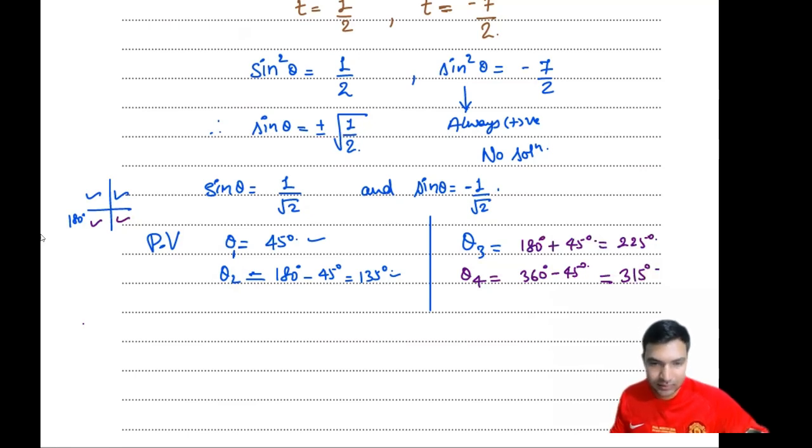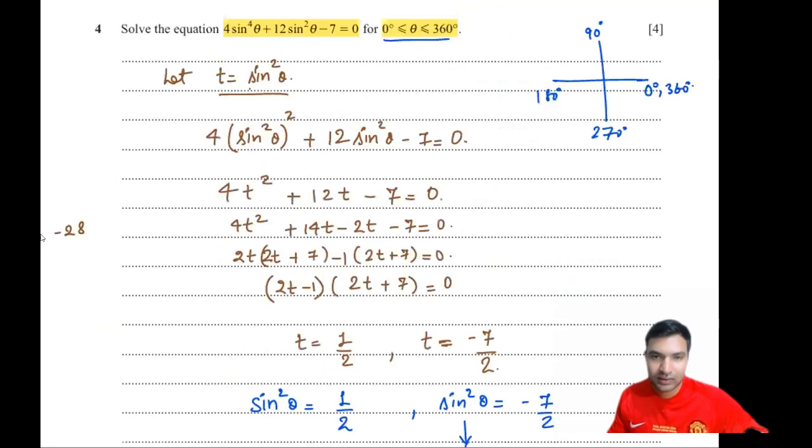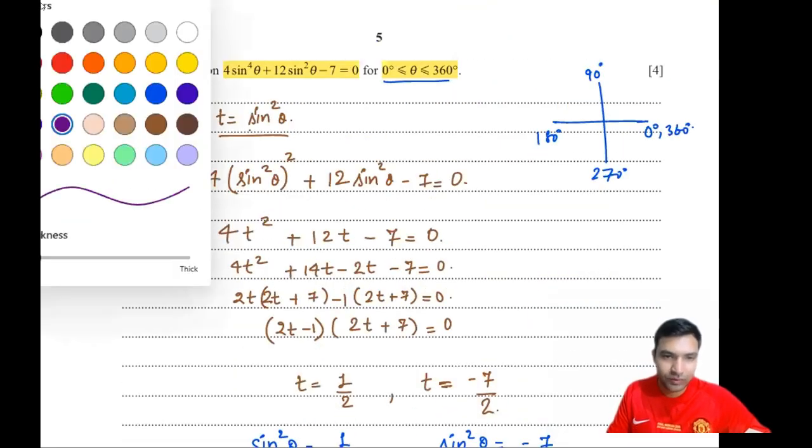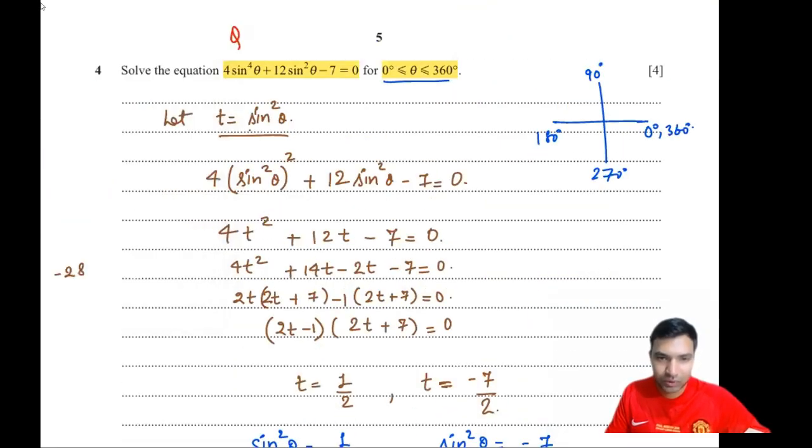So the final answer is what? 45 degrees, 135 degrees, 225 degrees, and we get 315 degrees. So these are the four solutions which we will get for this equation, and it makes sense also, right? It's a biquadratic. Yes or no? Biquadratic means what?